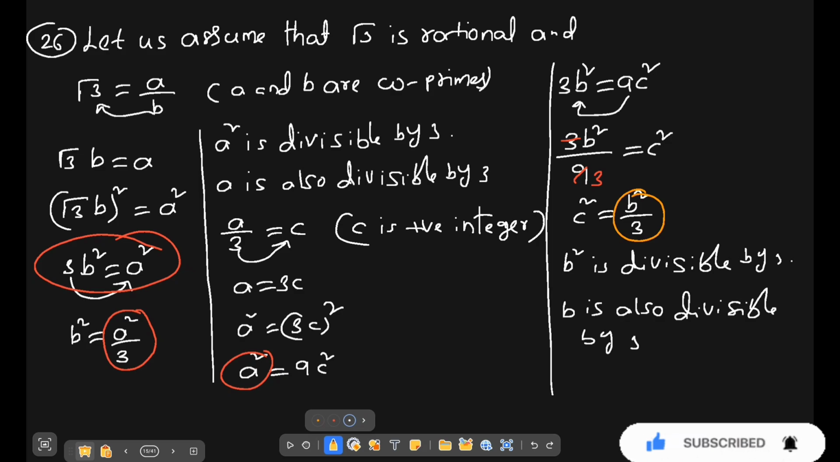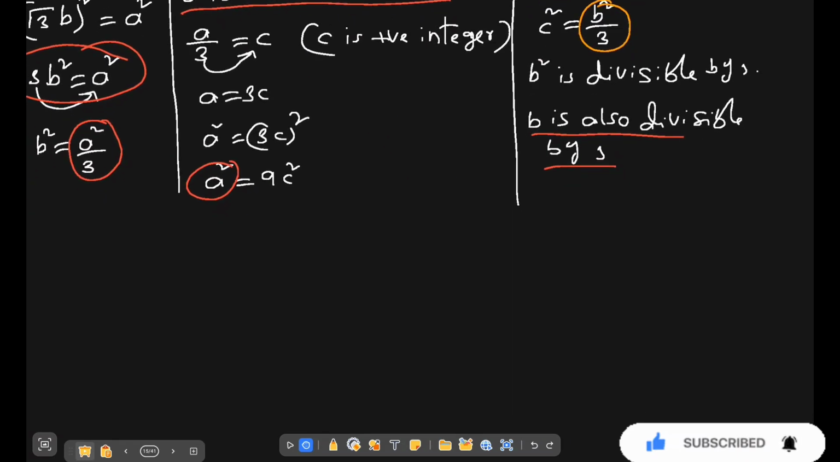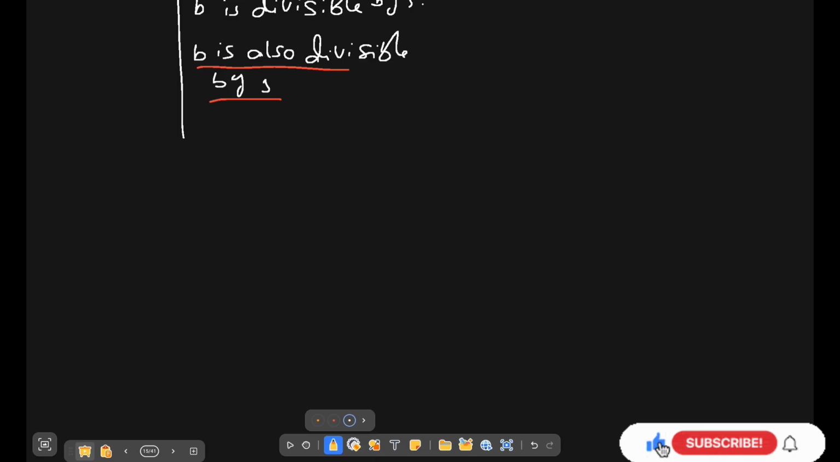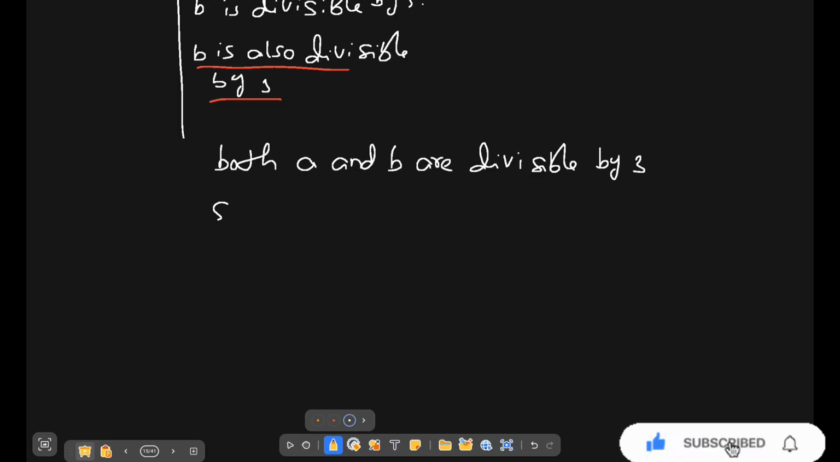That means here both a and b are divisible by 3. So here we got a is divisible by 3, and b is also divisible by 3. When a and b are divisible by 3, a and b are not co-prime numbers, right? So a and b are not co-prime numbers.